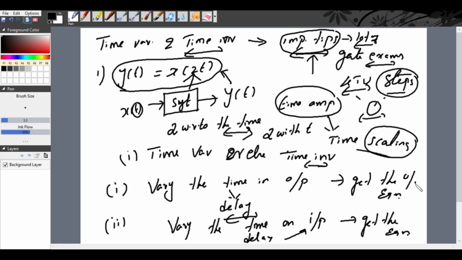Get the output equation. Compare these two equations. If both are same, let me rub this. I don't know where is the rubber. So let me write this here. If I compare these two equations, if both are same, then that particular system I can call it as time variant system. If both are not same, then I can call it as time invariant system.